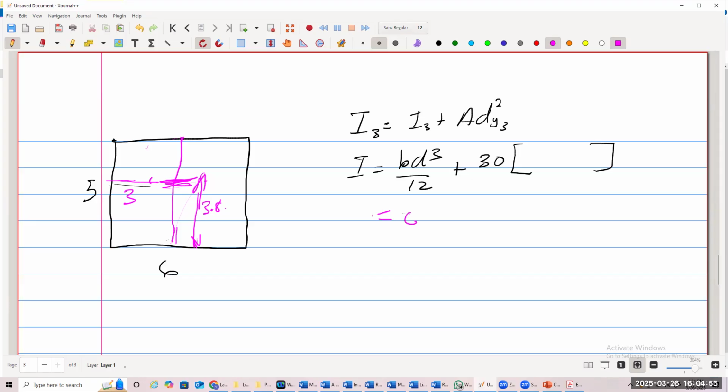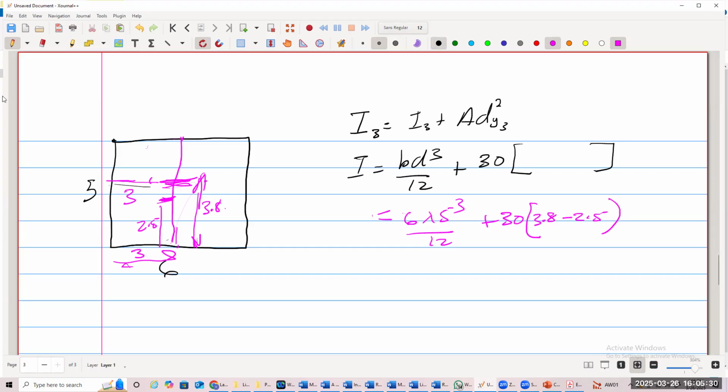Your breadth is 6, your depth is 5, cubed upon 12, plus 30 times, what was your centroidal distance here? It was 2.5. 2.5 was the center of it. And your depth of that, and this was 3. So you know it. So it's going to be 3.8 minus 2.5.